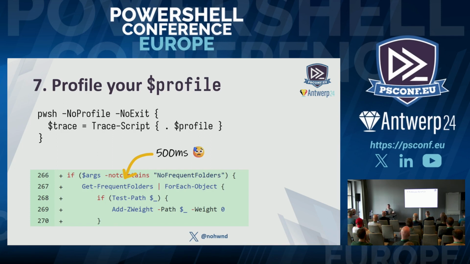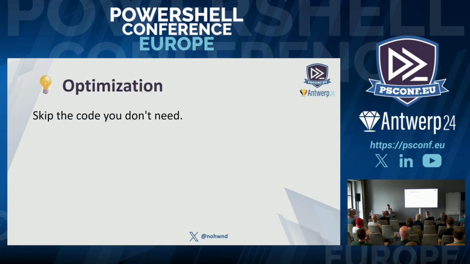And so, profiling your profile is a good way to start with Profiler itself. Optimization in this case is to skip the code you don't need. When I was preparing for this session, I deleted maybe 40 or 50 functions from my own profile that at one point I wrote and thought, this is a good idea, I will use this every day. No. I never touched them again. I use maybe 5.